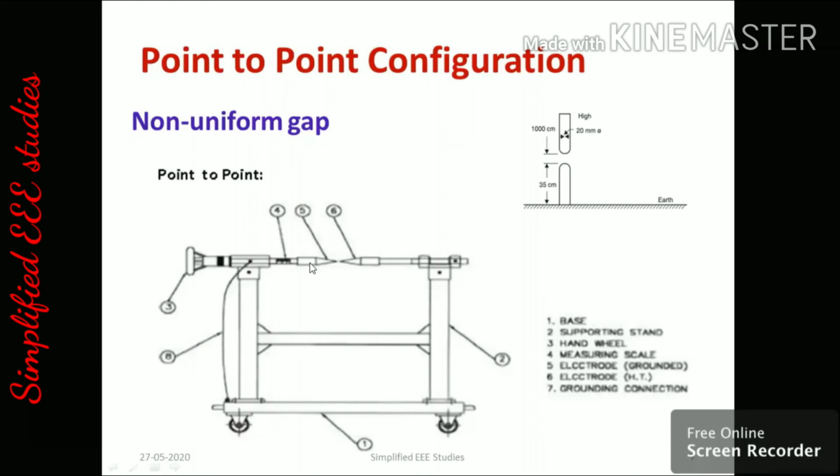Then seventh one is actually grounding connection. Okay, we can maintain the grounding connection. It is not directly given. We can say that seventh one, by using that you have to provide the suitable grounding connection. Okay, this is the configuration related to point to point.